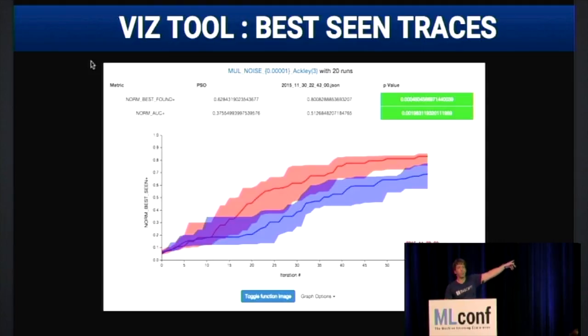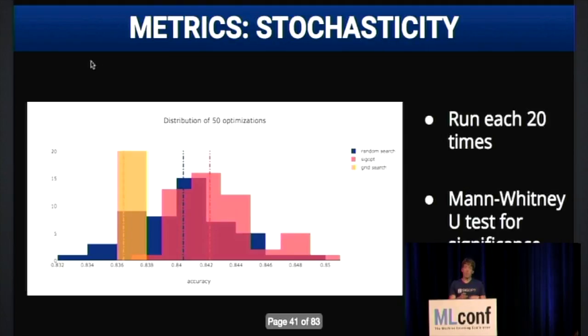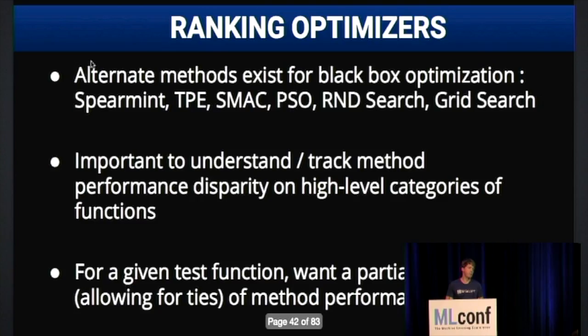So in this case, this was a three-dimensional Ackley function with some multiplicative noise, and with high statistical confidence, SigOpt beat particle swarm optimization. But you can look at the pairwise comparison of a bunch of different methods. So in this case, at that very end state, we can look at the spread of SigOpt versus random search versus grid search, which is actually deterministic, so it's just going to be a pillar. And then apply statistical tests to see which ones do best.